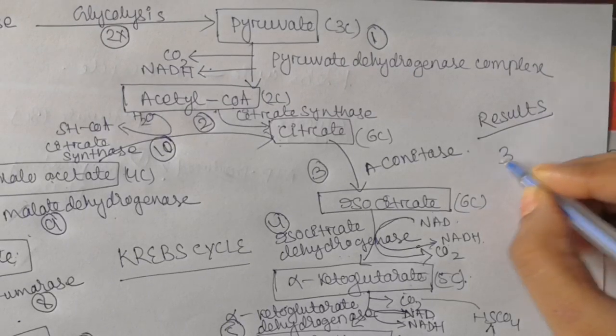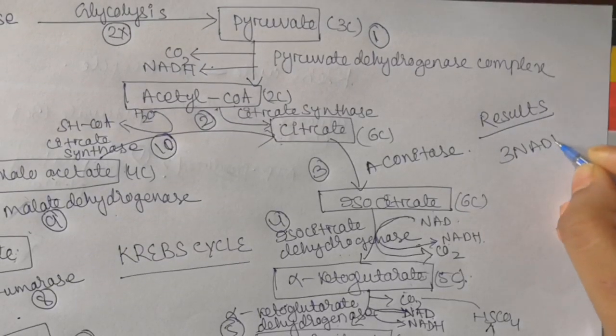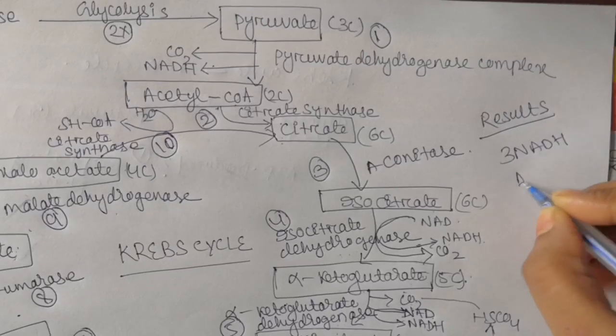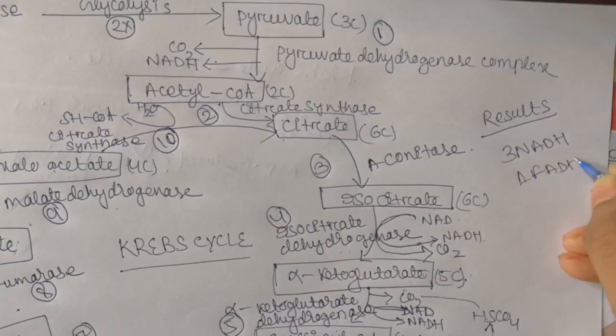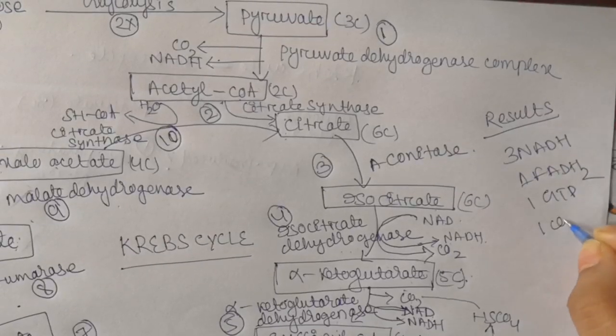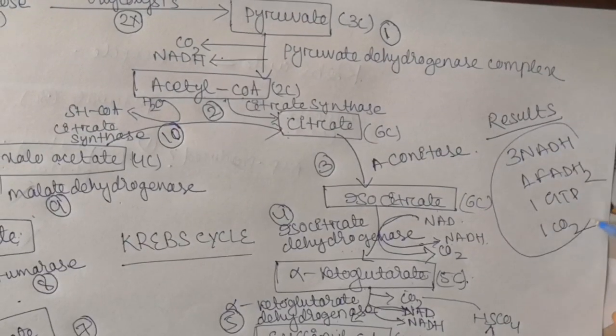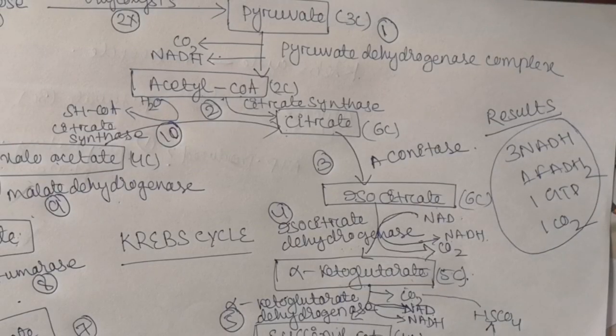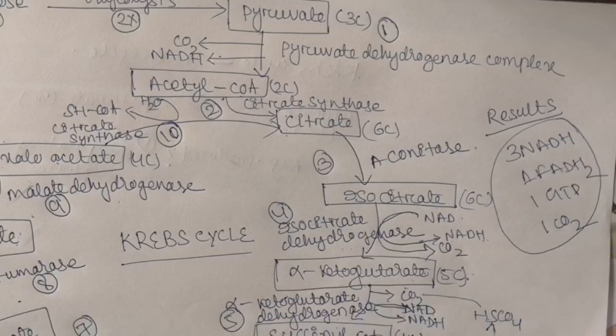Here: 3 NADH, 1 FADH2, 1 GTP, 1 carbon dioxide. These are the products of the Krebs cycle.